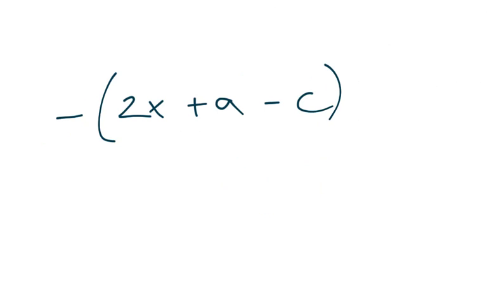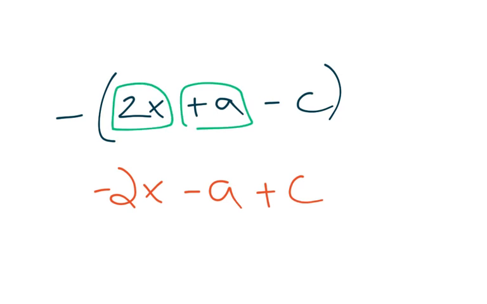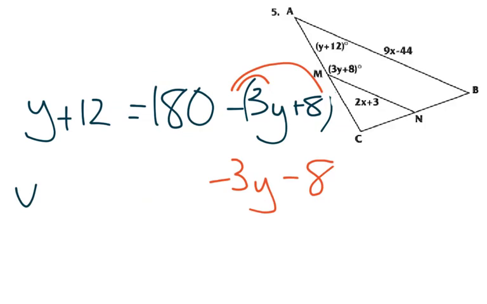So for example, if I had a negative out front of this parentheses, the result would be negative 2x minus a plus c. Notice it changes the sign of everything in here. This was a positive, now it's a negative. This was a positive, now it's a negative. This was a negative, now it's a positive. So make sure that you realize anytime there's a negative out front of a parentheses, it's just going to get distributed to everything, and everything's going to change its sign inside of the parentheses. So I'm going to go ahead and finish writing it.